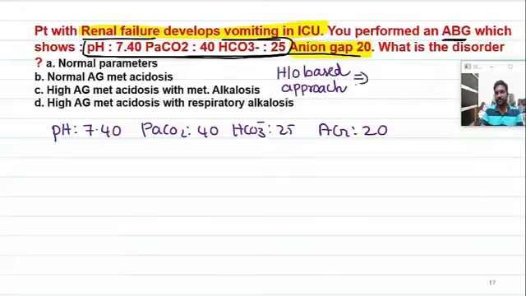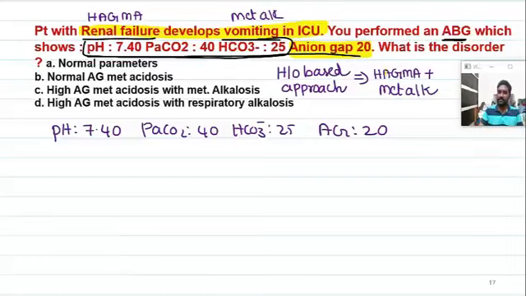In the history based approach, what can this patient probably develop with the given history? The patient is having renal failure. Renal failure generally causes high anion gap metabolic acidosis. And vomiting generally causes metabolic alkalosis. Now, if you see in this patient, there is something peculiar. There are two metabolic disorders, and they are mutually opposite. Metabolic acidosis and metabolic alkalosis are mutually opposite.